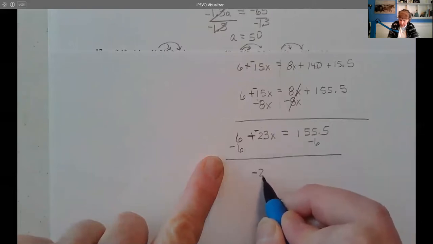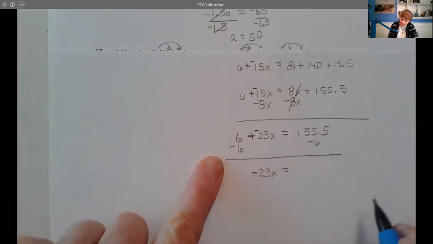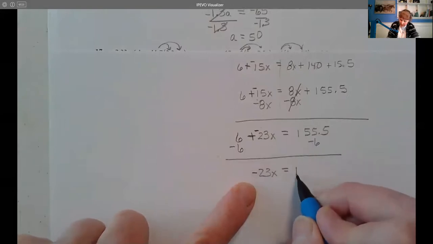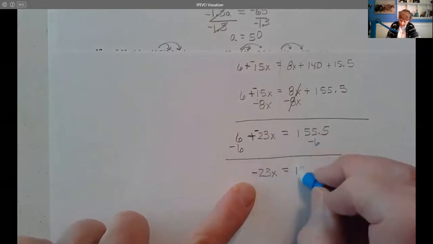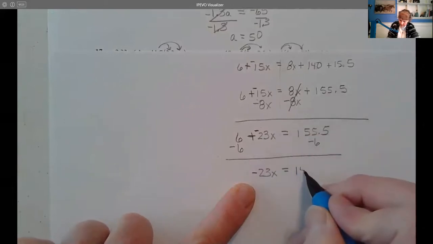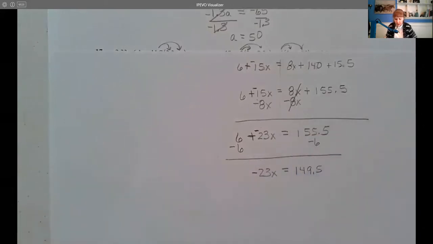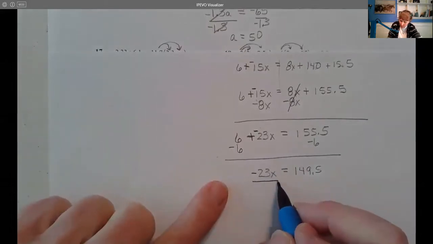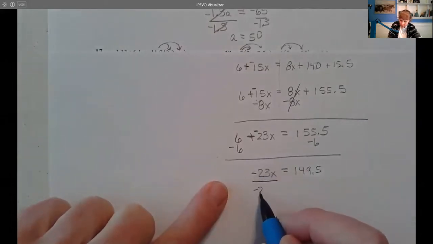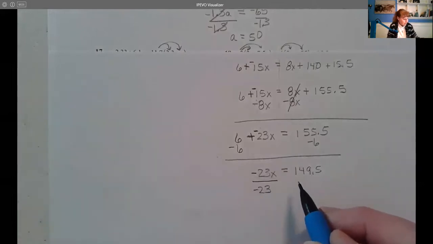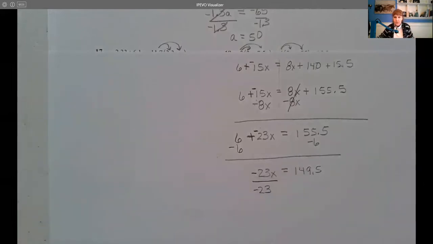So a negative 23x equals 149.5. Okay, so now then, plus 6. You need to get the x by itself. Last step. So we go and you want a 1 here. So you subtract 23. So and then you subtract 23 on both sides of that equation.